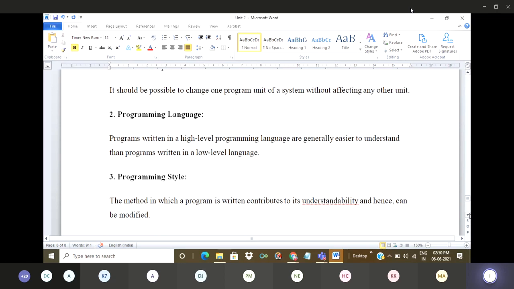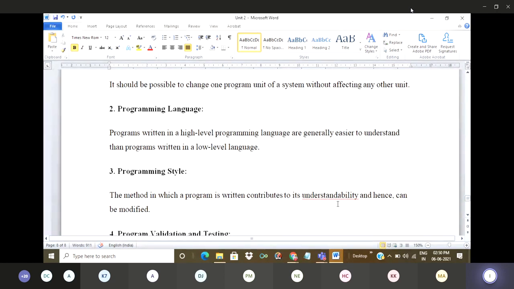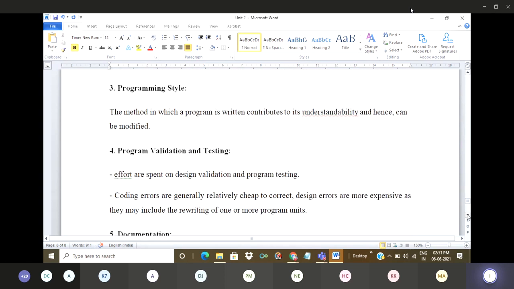Programming language. Programs written in a high-level language are easier to understand. You know, low-level programming is difficult to understand, but a high-level programming language is easier to understand. So this is what they are telling in programming language. Programming style: the method in which the program is written must be easily understandable and can be modified. So in programming style, it must be easily understandable and can be modified at any time.